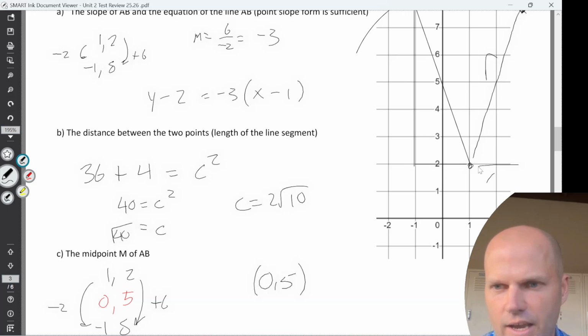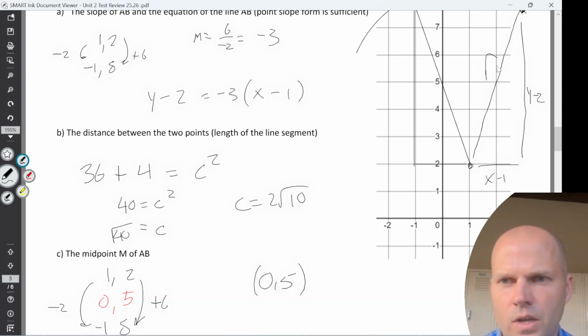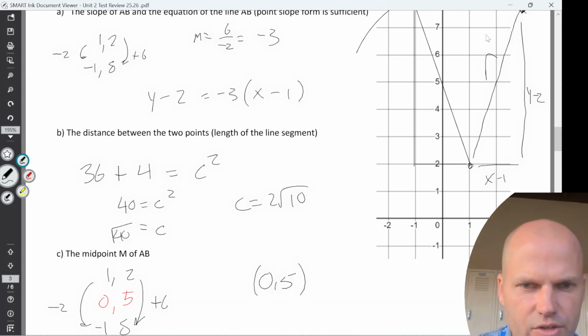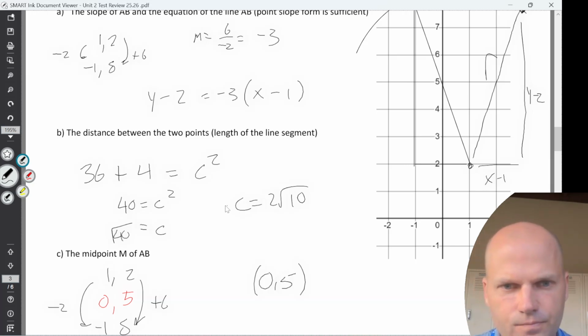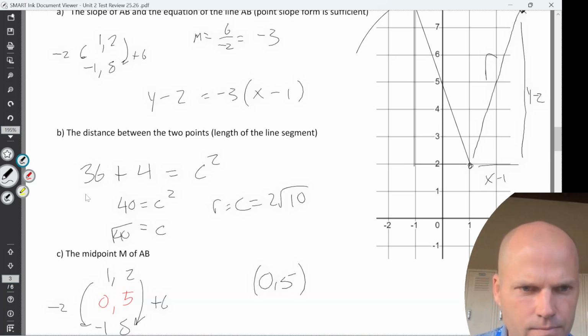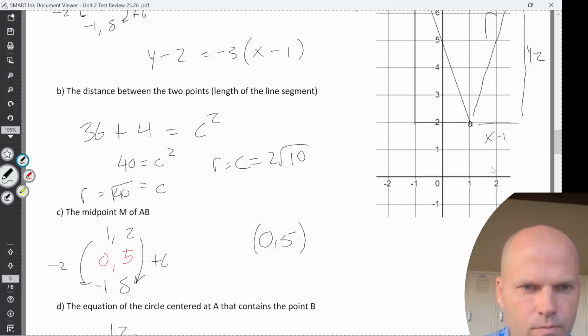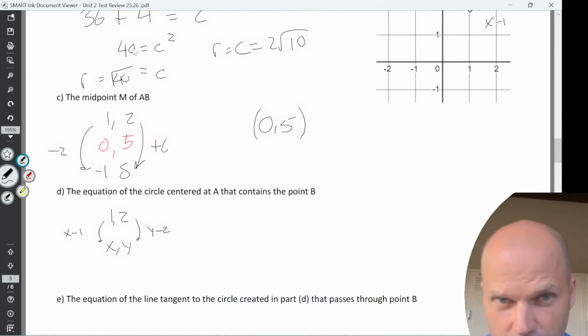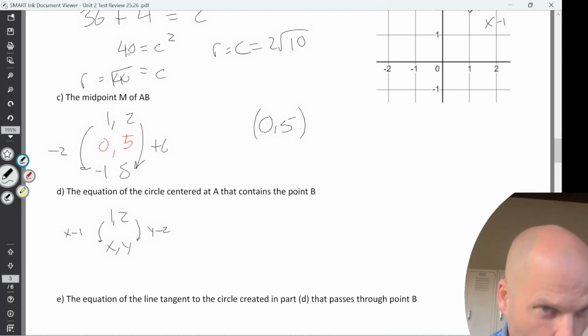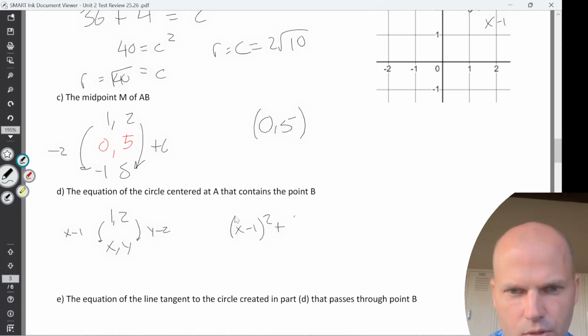So this is x minus 1. This is y minus 2. And we already know what the r is. The r, which is c, is 2 root 10, or it's root 40. We know what c squared, or r squared, is. It's 40. So we have a squared plus b squared equals c squared.